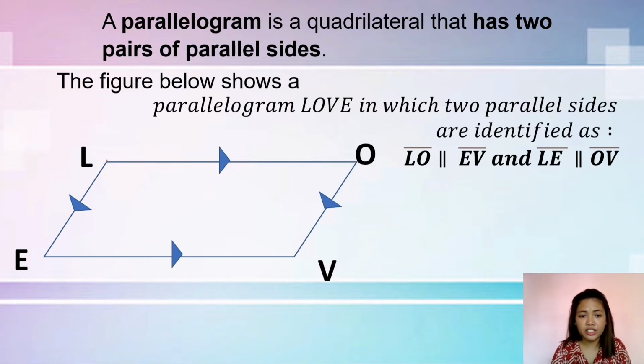And why can we consider that two sides are parallel? So we have here the symbol. We have a triangle here showing, this symbol shows that if you have this in a line, this is parallel to the opposite side of that line. So that's why we have side LO is parallel to side EV and side LE is parallel to side OV.